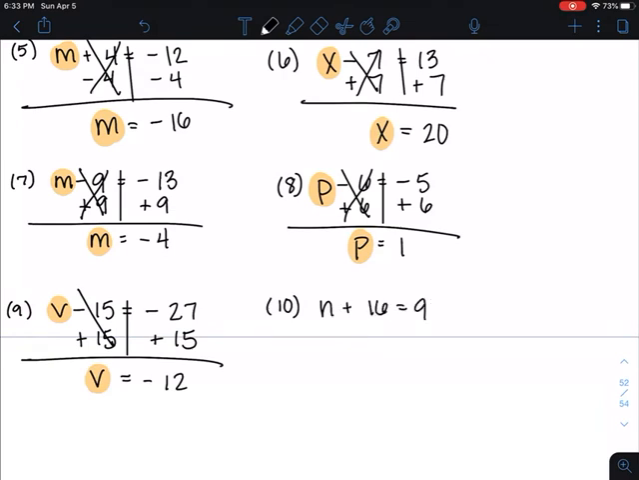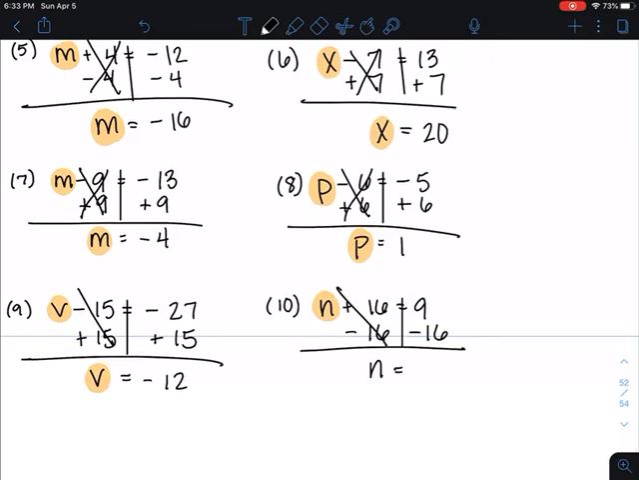And last but not least, number 10, n plus 16 is equal to 9. The opposite of adding 16 is subtracting 16. Do that from both sides. 16 minus 16 is 0. Trying to solve for n, so I have n on the left-hand side. And 9 minus 16 is negative 7, I believe. Negative 7. N is by itself, so we are complete.